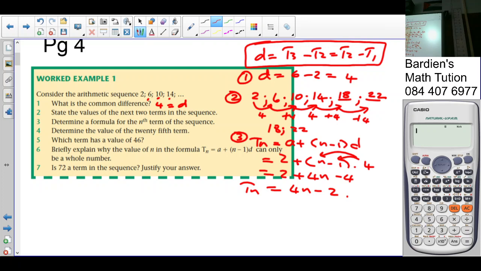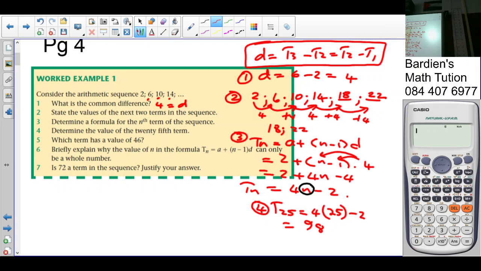Okay? Any confusion at this point? No? That's as far as we got yesterday. Now we look at number 4. The question says, determine the value of the 25th term, term 25, of the sequence. So we know that n represents the term number, or the position number. So in this case, we're going to calculate the value of the 25th term of this sequence. It's going to be 4 times 25 minus 2. It's going to give you 100 minus 2 is 98.